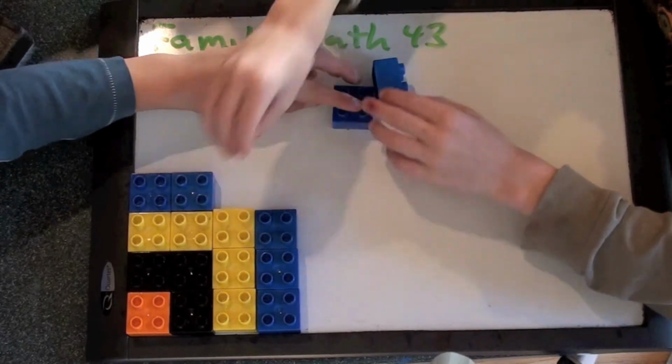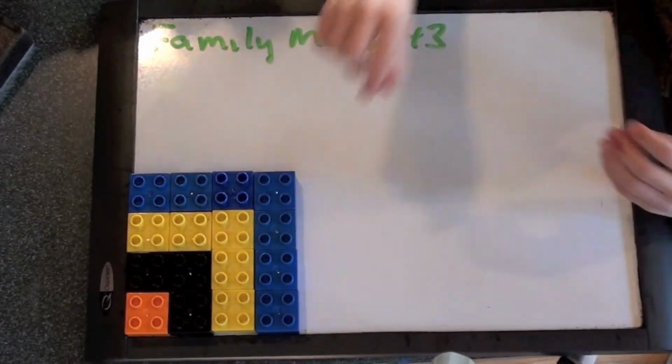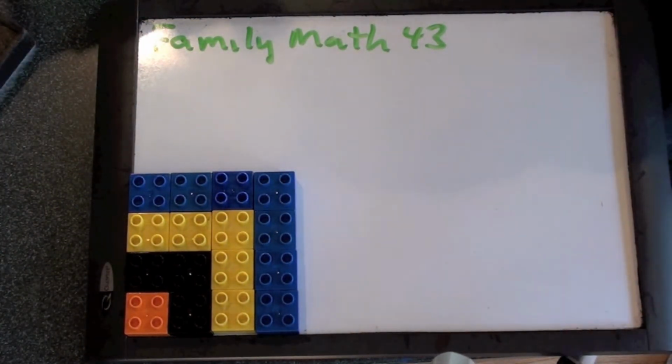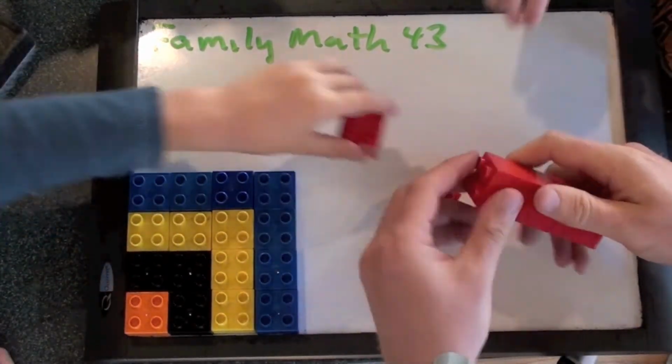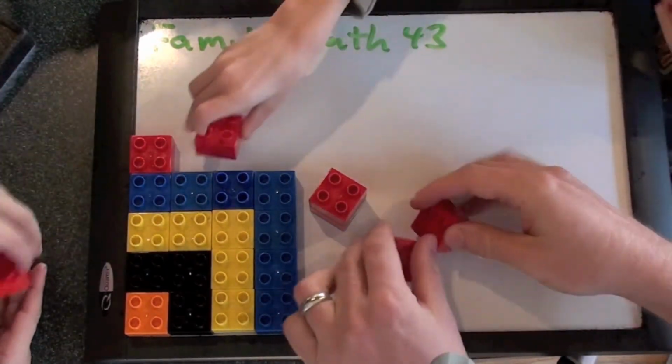You see the pattern? You see what we're doing? Okay, this is 1 plus 3 plus 5 plus 7. Okay, what would be next? 1 plus 3 plus 5 plus 7 plus 9. Okay, here's 9 Duplo blocks. Let's add them in real quick.